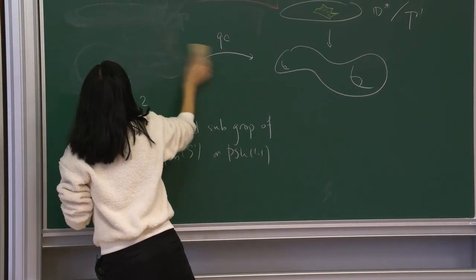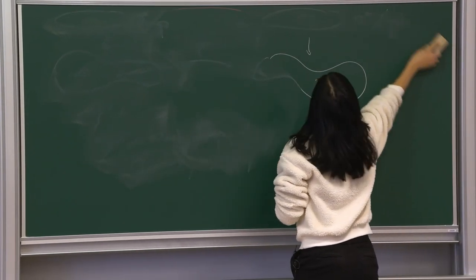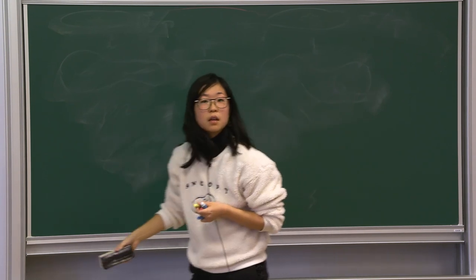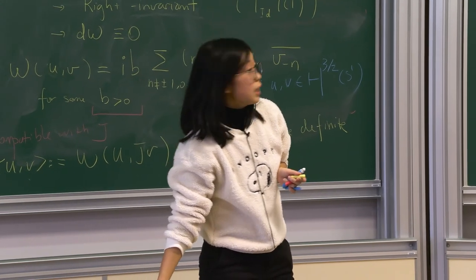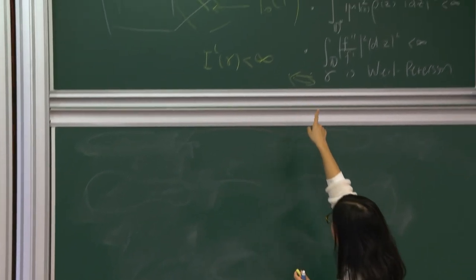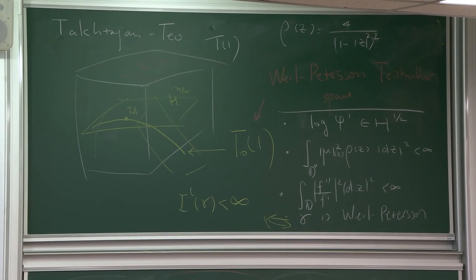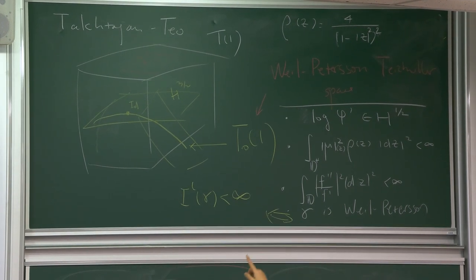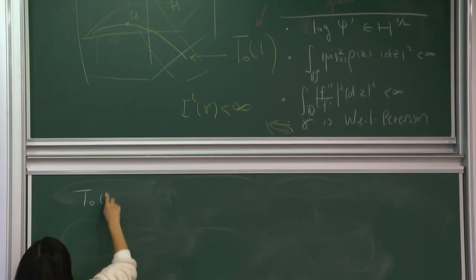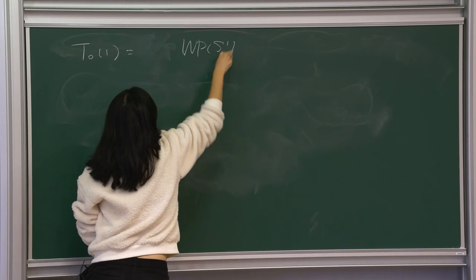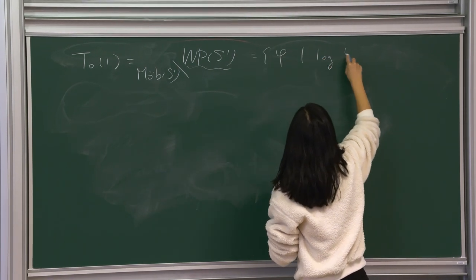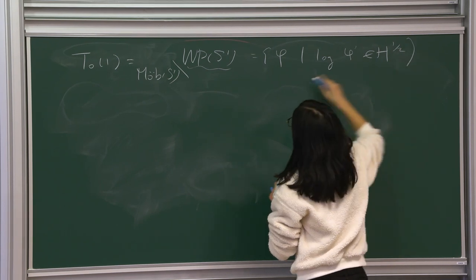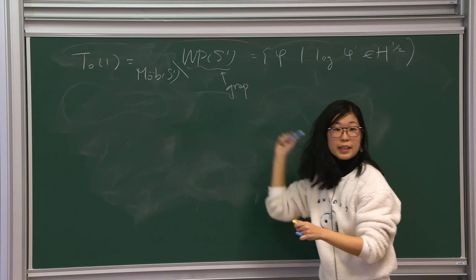And the last thing is that this infinite-dimensional space, after the right action of the Teichmueller group structure, does it cover the whole space? Yeah, right. This is T_0(1). I mean, T_0(1) is a group as well. T_0(1) can be written as Weil-Petersson, the collection of phi for which log of phi prime is in H^{1/2}, and this is also a group. So you can really get to all the points.